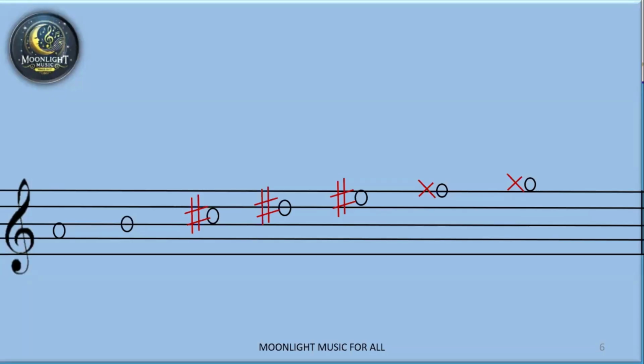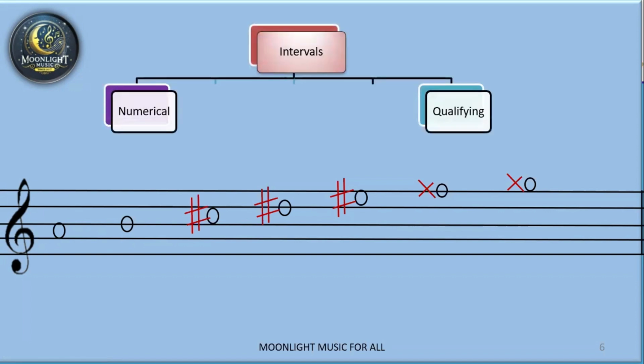Okay, now we are going to name an interval. Let's break it down step by step. First, we are going to check the distance between the notes. For example, let's take A to B. What do you think? What's the distance between A to B? You must count the starting note as well. So, A, B. That's a second.